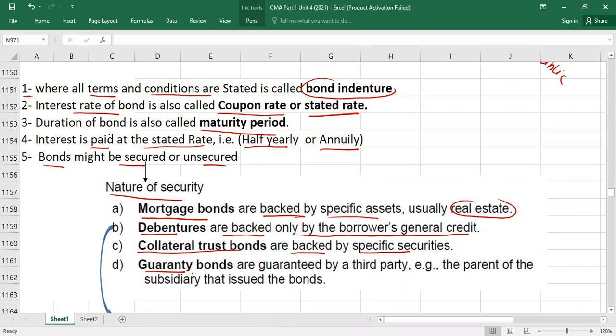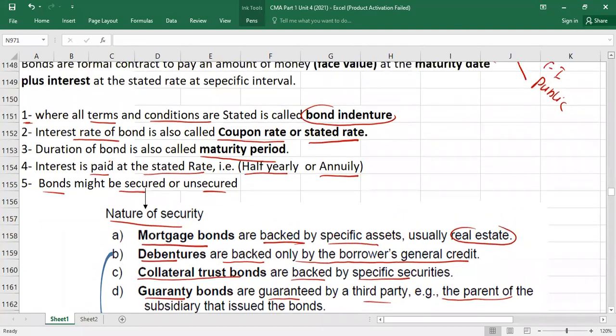So what's written here? Guarantee bonds are guaranteed by a third party. Example, the parent of the subsidiary. Like in a group of companies, one is the holding company, and the second is the subsidiary company, which is controlled by the parent. So the parent might also give a guarantee on behalf of the subsidiary. Okay, so these are the nature of security.